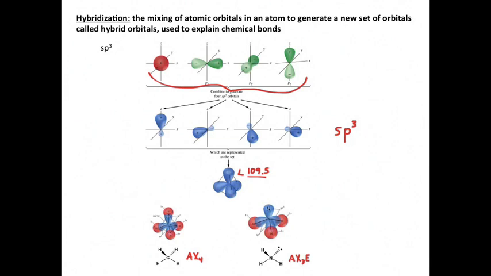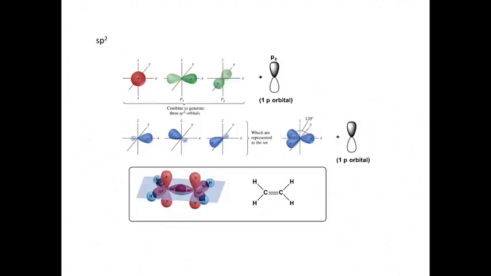So let's take a look at our next example here. Now we're going to talk about sp2 hybridization. So again, we always have access to 1 s and a total of 3 p orbitals. So in this example, we have an s orbital, 2 p orbitals, px and py, and then we have this pz. Here we're simply going to combine the s and 2 of the p orbitals.